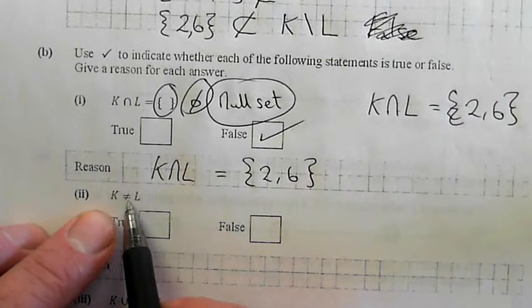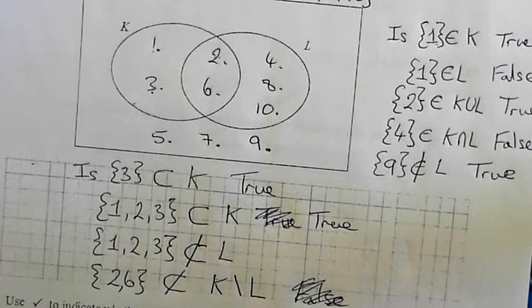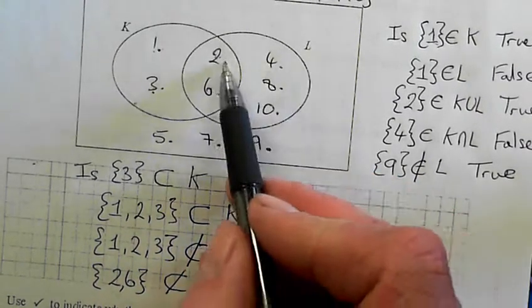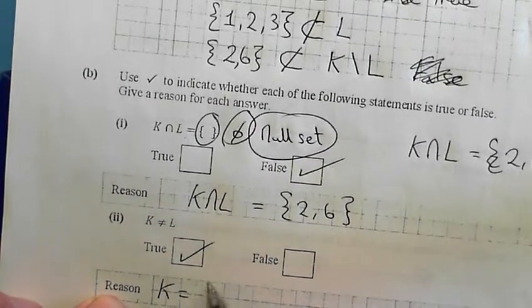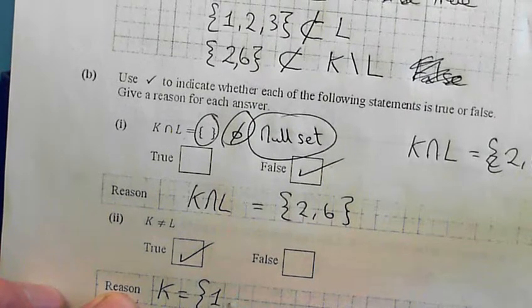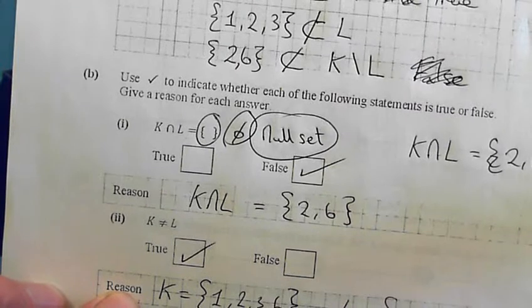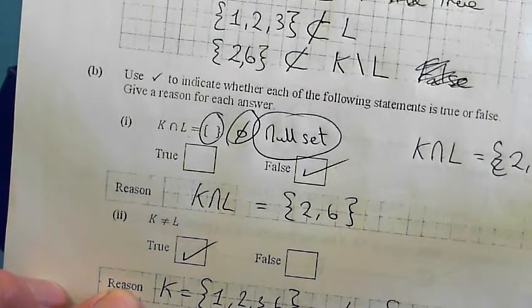Right, the next one. K is not equal to L. Is that true? Yeah. K is 1, 2, 3, and 6. L is 2, 4, 6, 8, 10. That's true. The reason? K is equal to 1, 2, 3, 6. L is equal to 2, 4, 6, 8, and 10.